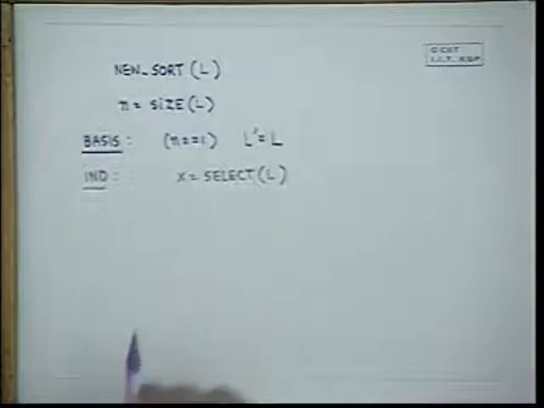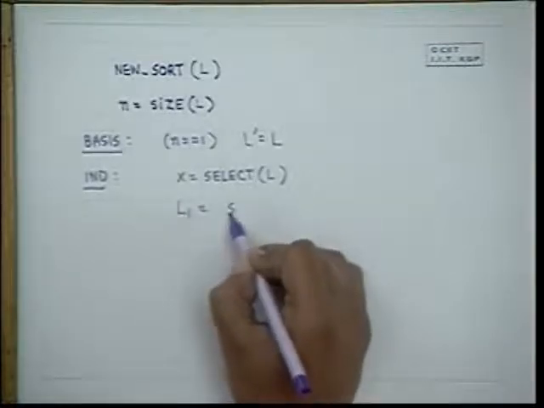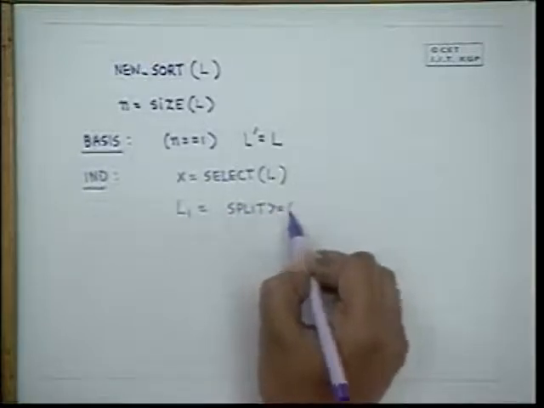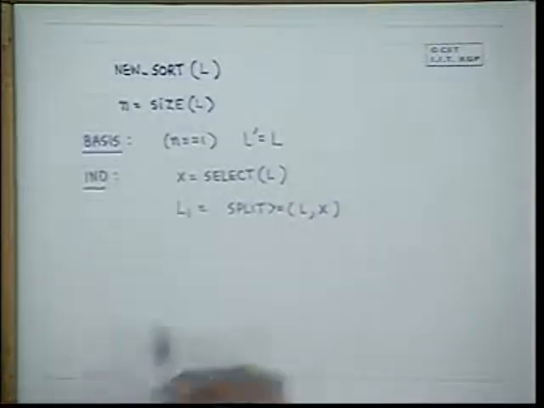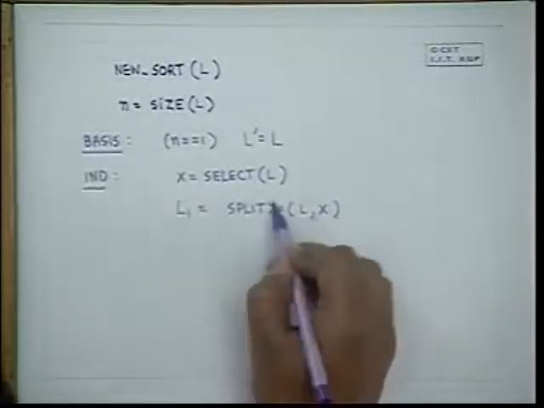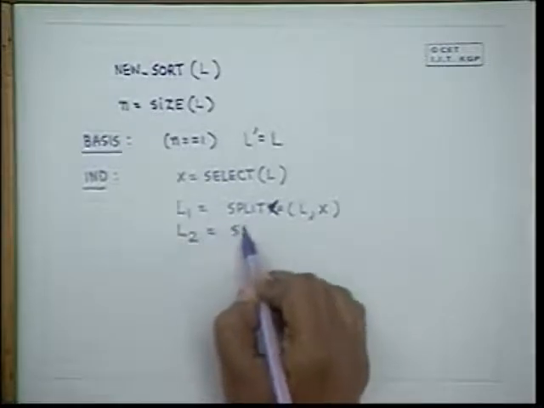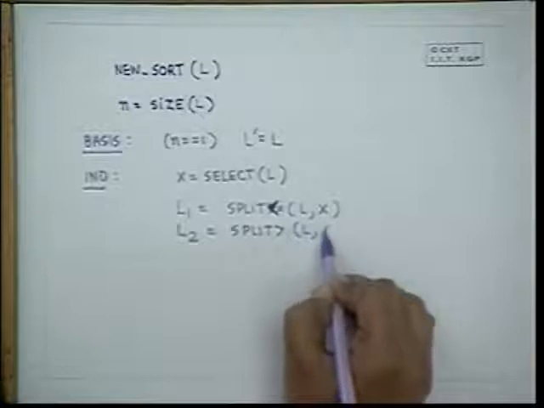Alright? And then you form two lists. L1 is equal to split greater than equal to in L x, or less than equal to, whatever. We did less than equal to, so we'll keep what we did. L2 is equal to split greater than L x.